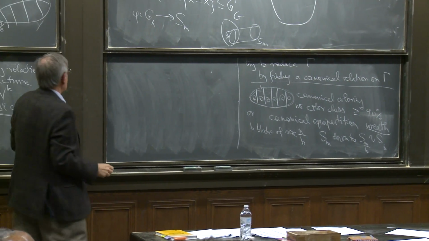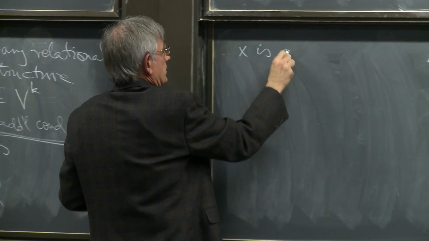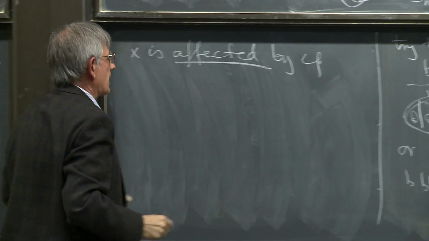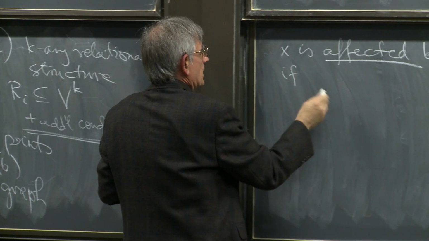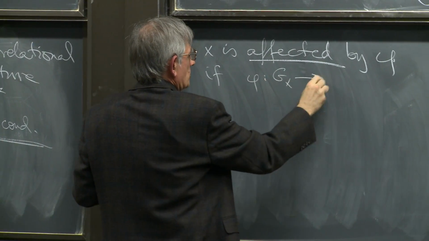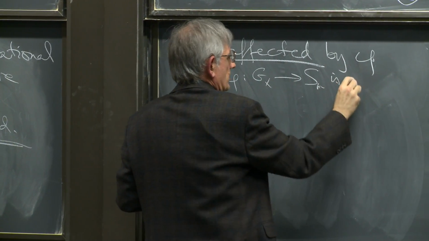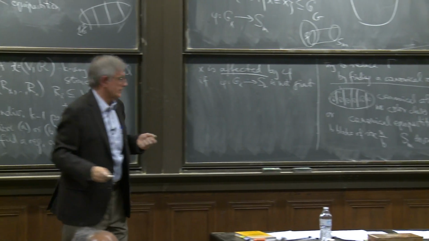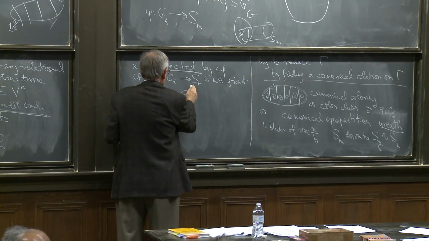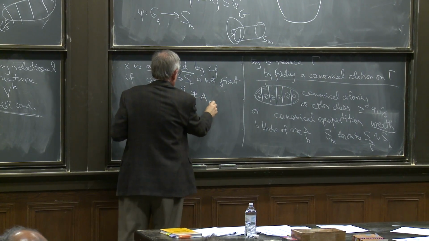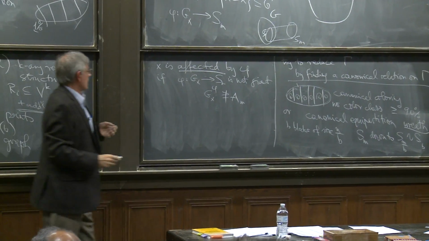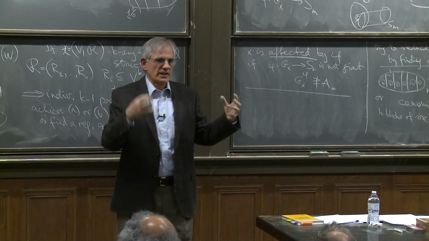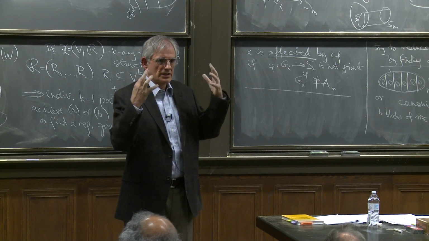If it doesn't, then I say that x is affected by phi. So x is affected by phi if the map from G_x to S_m is not a giant. So the image does not contain the alternating group. So G_x to the phi does not contain the alternating group A sub m. That concept, the dichotomy between points that are affected and that are not, this is going to be our central divide and conquer tool.